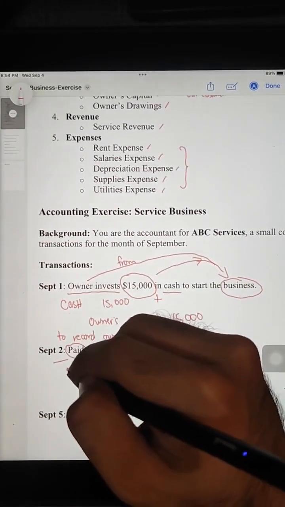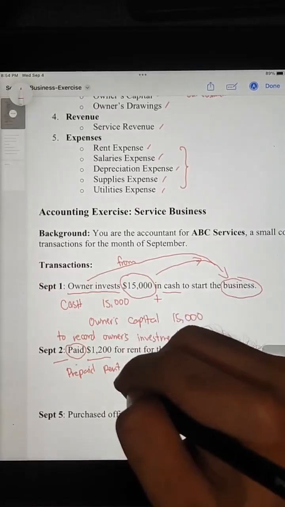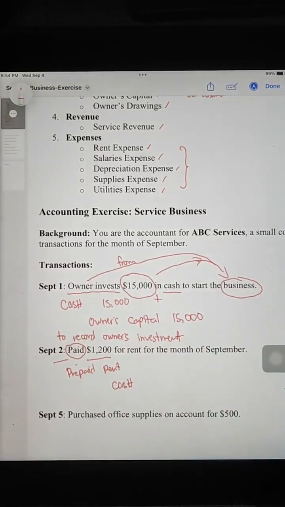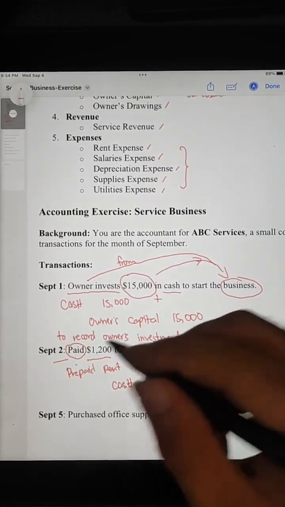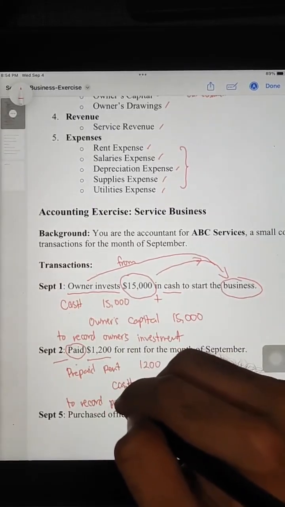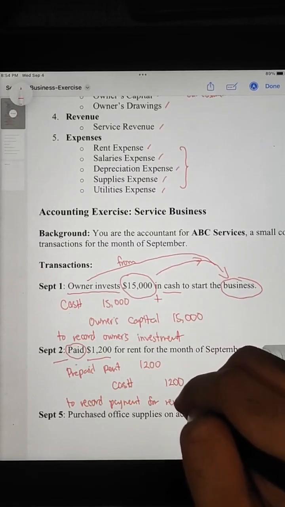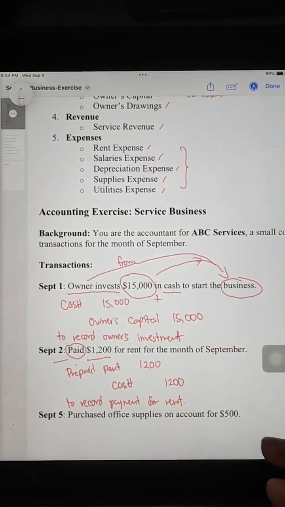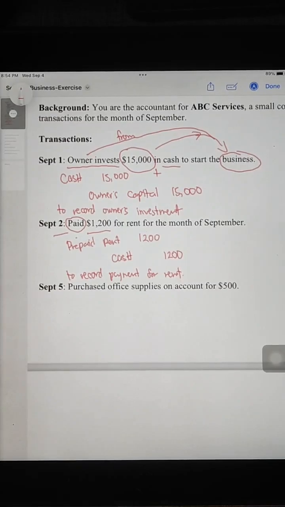Debit, prepaid rent, then credit, cash, amounting to 1,200 to record payment for rent. Okay. Next, September 5, purchase of office supplies on account for $500.